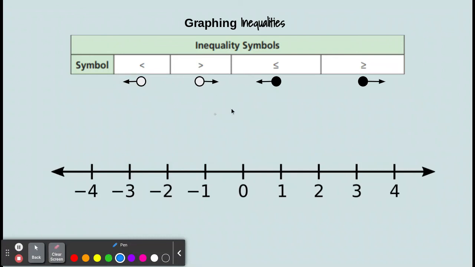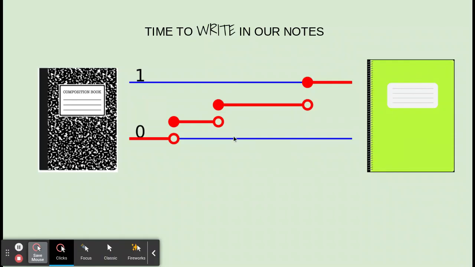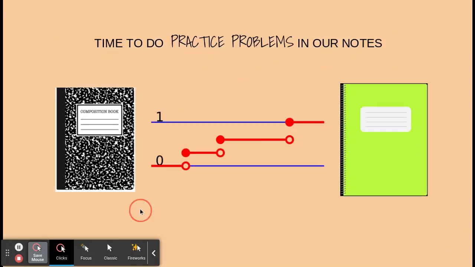Okay. Again, that's just a review from last year, just a little refresher. But I do have some notes for you to write in just so you can remember if a closed circle or an open circle goes with which symbol. Okay, now it is time for you to do some practice problems. There are 1, 2, 3 of them.